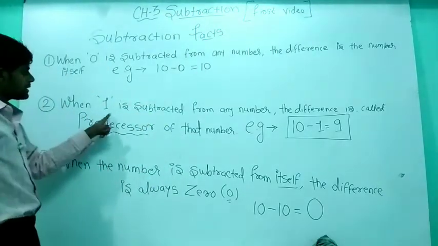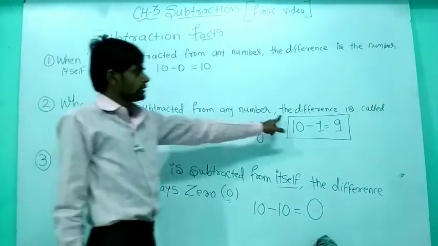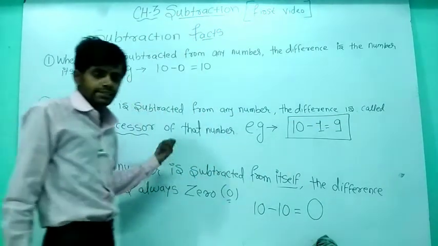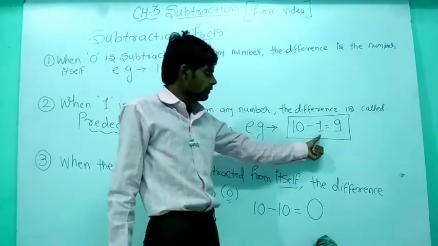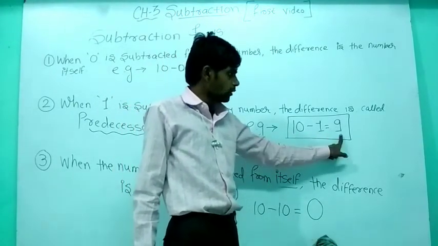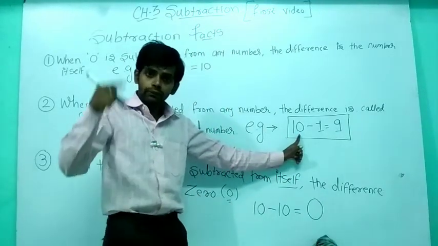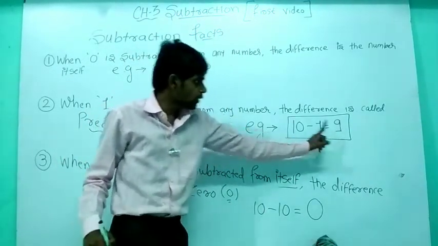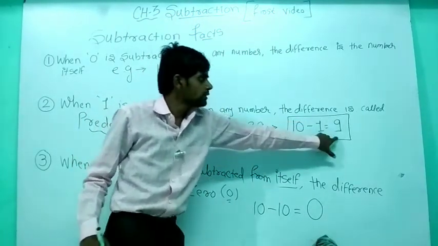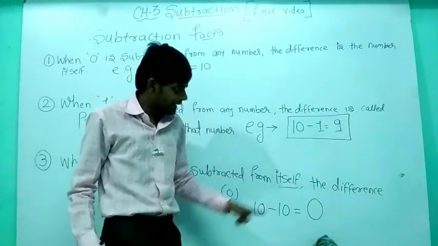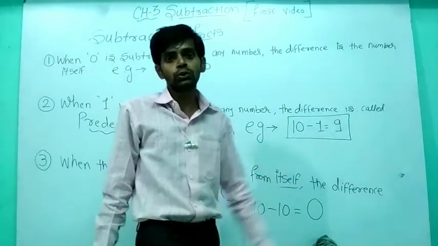When 1 is subtracted from any number, the difference is called the predecessor. Here I am taking 10 minus 1, so I got 9, and that 9 is the predecessor of 10. And always remember that the difference is always less than the bigger number. The answer that comes will always be smaller than the bigger number.